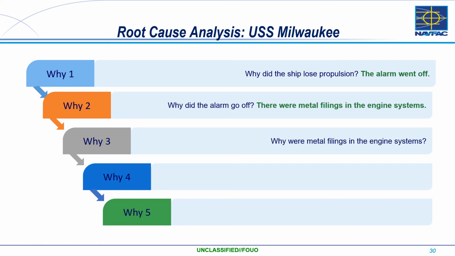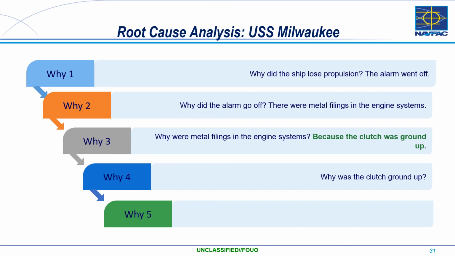Then the next question is, why were there metal filings in the engine systems, which is not something that should ever happen? The answer is because the clutch was literally ground up in pieces, and in the process, the filings went into the engines. The question then becomes, why did the clutch become ground up? The answer is because the clutch did not disengage in the emergency stop as it should have.